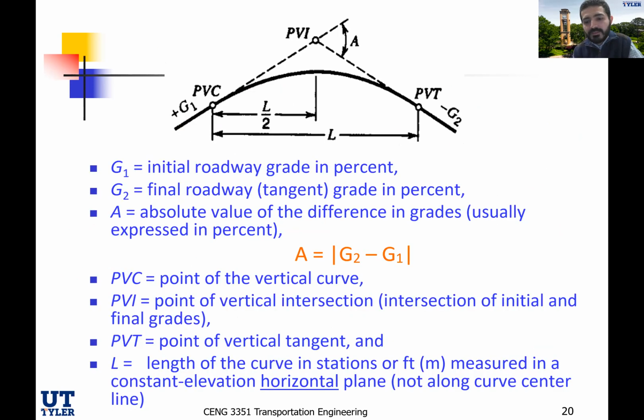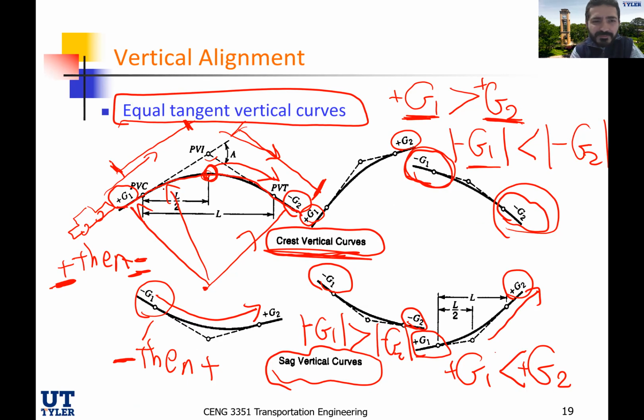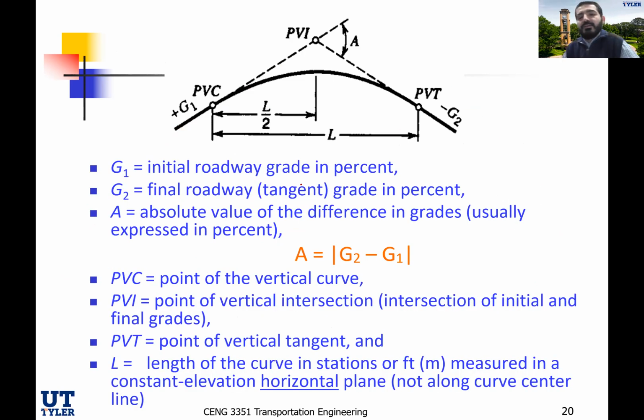All right. So let's define more of what you've seen: what's PVC, what's PVI, what's PVT, and what's L over 2. Let's define all of these in this picture right here. This is the real curve that's going to be constructed in the field, while those dashed lines are just imaginary, in our design books, to help us design this vertical curve.